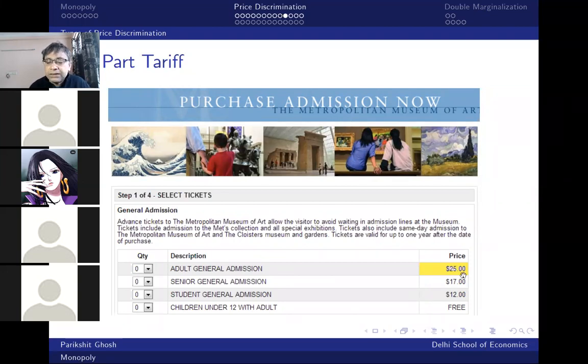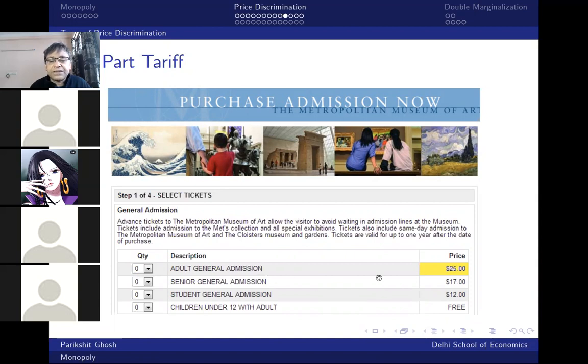If you look at their pricing policies, first of all, you see what is called third degree price discrimination, right? There's a separate price for senior citizens, for students, identifiable groups of people. You can identify them through IDs and so on. So that's across people. But you also see two-part tariffs, right?